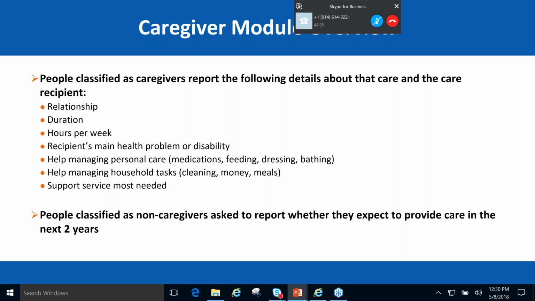I also want to mention that along with identifying current caregivers through the BRFSS, which is the primary aim of this module, we actually do ask people who aren't currently caregivers whether they expect to provide care in the next 2 years. So I'll come back to that as well. Next slide, please.